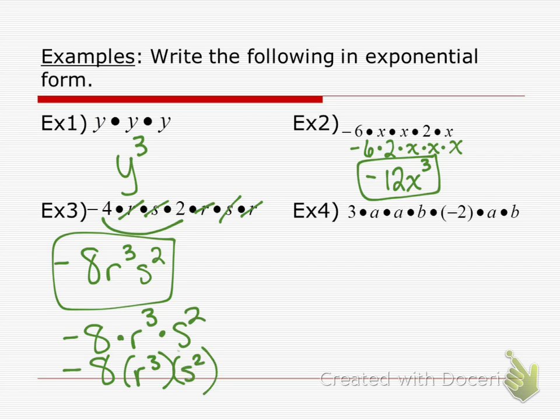So we should always have the number, the whole big integer number out in front, and then we should have it in alphabetical order with our variables. If you don't, it's not necessarily wrong, but this is how our answers should be written.